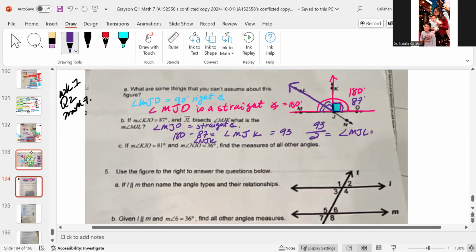46.5 degrees, right? Which is an acute angle, and that does look like an acute angle. So what is the other one? 43.5. Yeah. Next one.